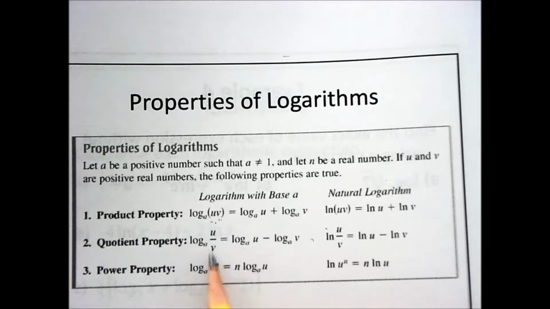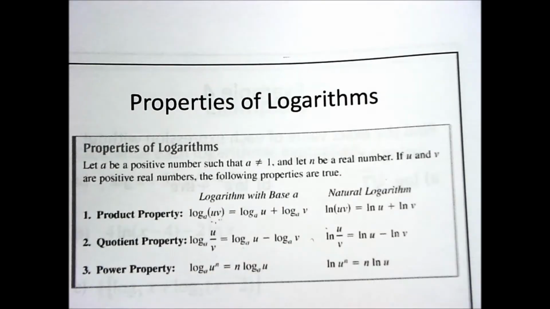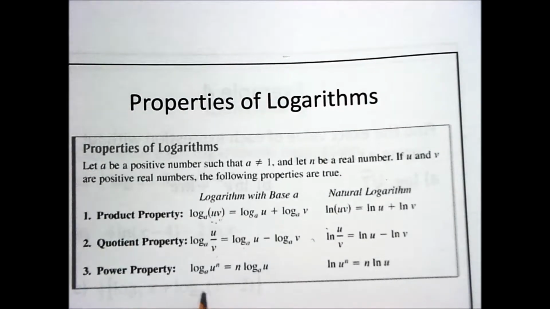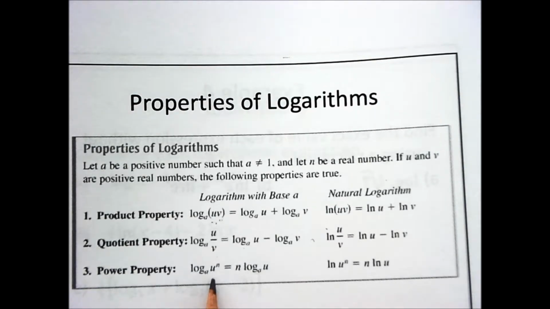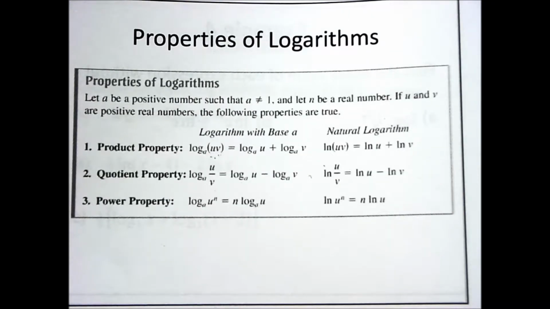Same type of thing when you deal with quotient. If you're dividing inside the logarithm, that's the same as subtracting the two logs. Numerator minus the denominator value. Okay, but it's got to be inside the log, not just dividing two logarithms. Power property allows you to, if you have log of something raised to a power, you can actually just bring that out front. So if I have log base anything of u to the n, I can move the n out in front of the log.